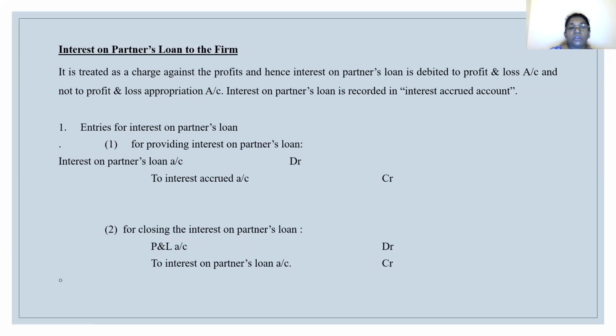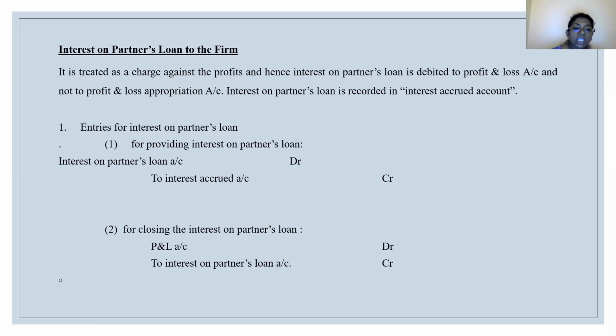So the entry for the interest on partner's loan would be, we are going to debit the interest loan account and credit the interest accrued account, if we are not going to pay the money in cash at that point of the accounting period. So when we are going to pay the money, we can credit the cash account and debit the accrued interest account and settle this account.